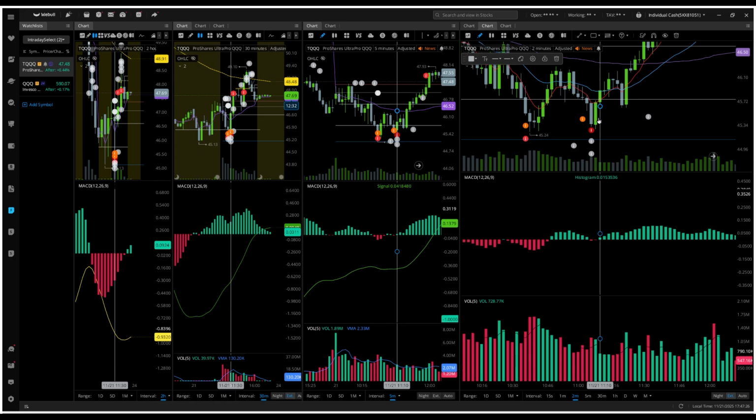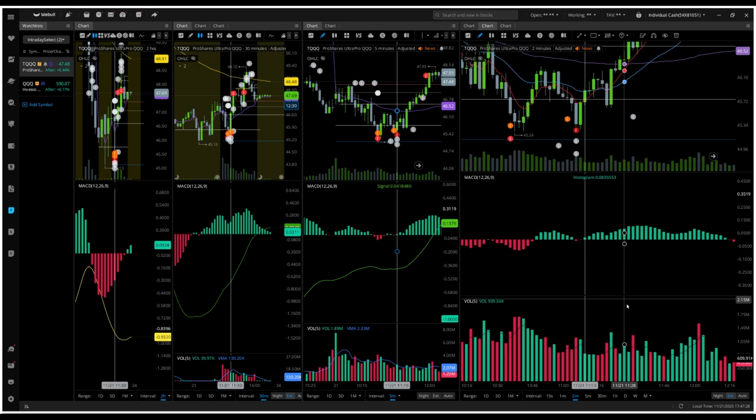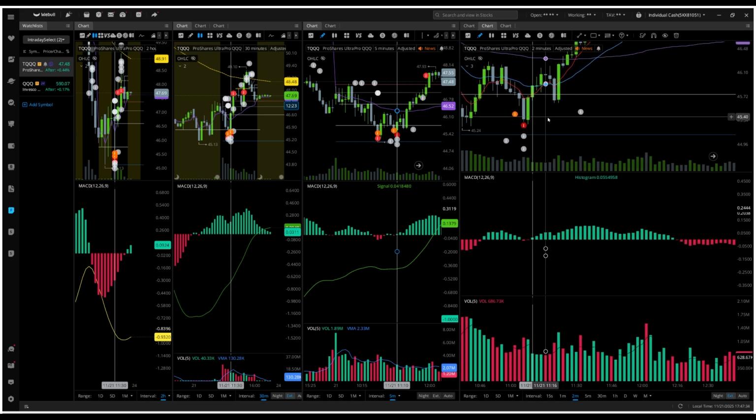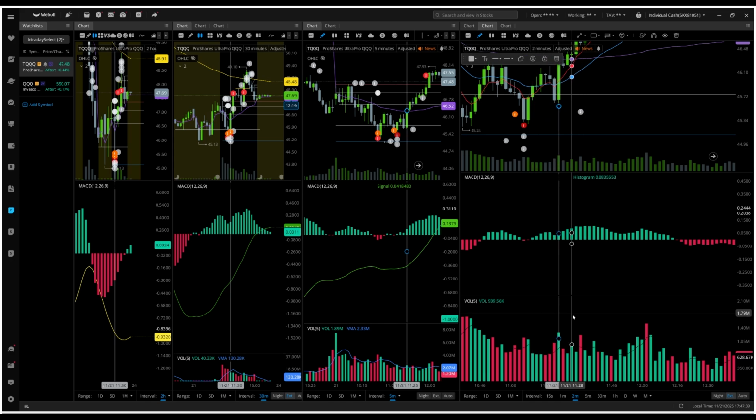Starts coming up, but we don't have a power volume bar here. You could take this trade, but there's no power volume bar. Yes, you would have ended up winning, but that's not the strategy. The strategy is a power volume bar is required, which is right here. See this? See this volume bar?